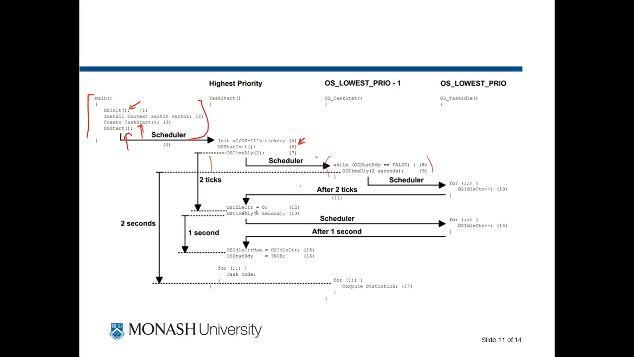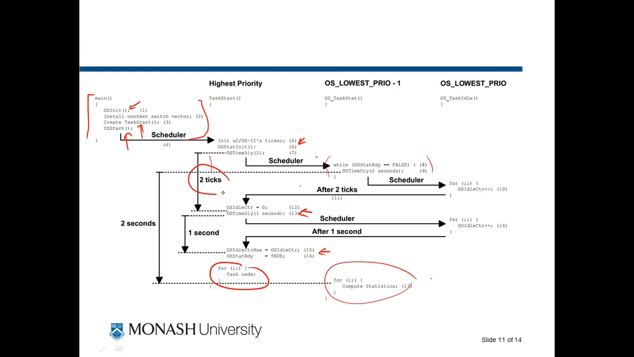Then after your 2 ticks, like I said, you initialize your idle counter to be 0, wait for a second, see how many ticks you've had, store this in your global variable, keep that forever, then you can continue running your normal code, and every now and then you compute statistics. So that's all easy. Just one quick question.